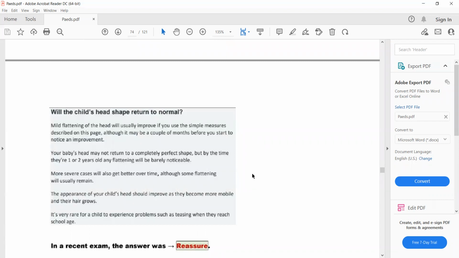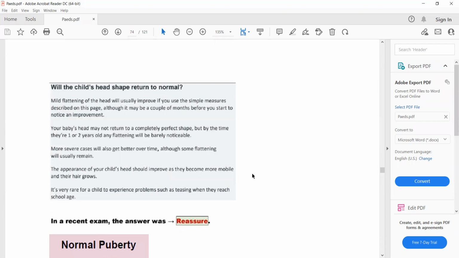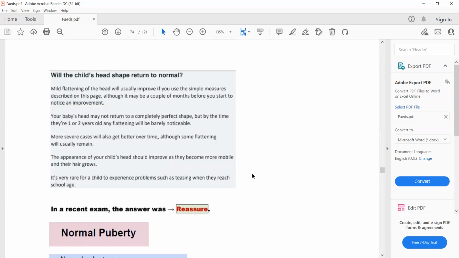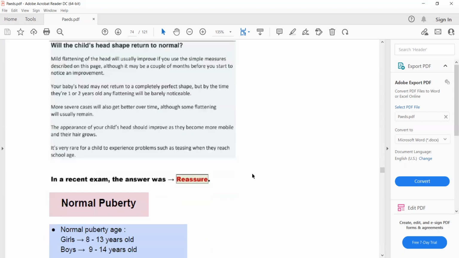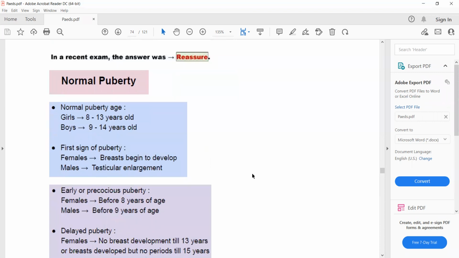Will the child's head shape return to normal? If the flattening is mild, then it will usually improve with time. And if the flattening is moderate, then heads may not return to a completely perfect shape. So the only answer in the management of brachycephaly and plagiocephaly is to reassure the parents that he or she does not need to worry about this abnormal shape of the head.